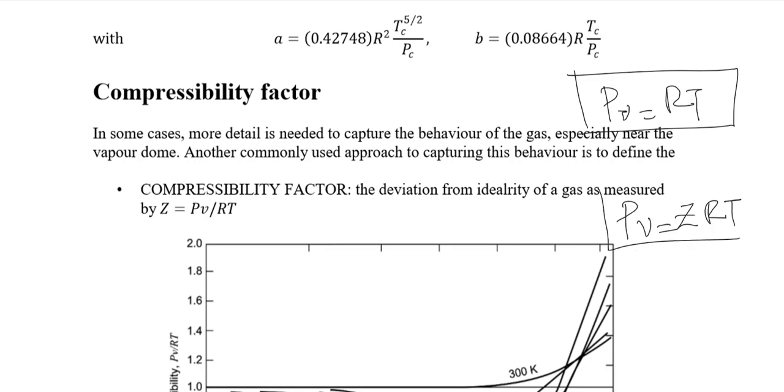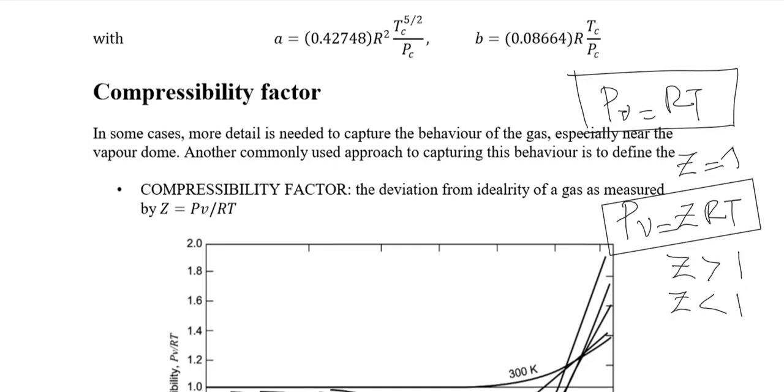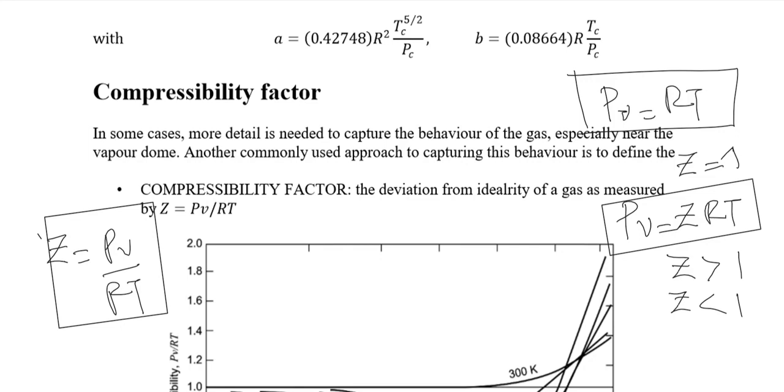So if the value of Z is 1, we are talking about ideal behavior. But if the value of Z is greater than 1 or Z is less than 1, it will be deviating from the ideal gas or ideal behavior. So Z is equal to PV by RT, and this is what we call the compressibility factor. The compressibility factor is the deviation from the ideality of the gases, measured by Z is equal to PV by RT.